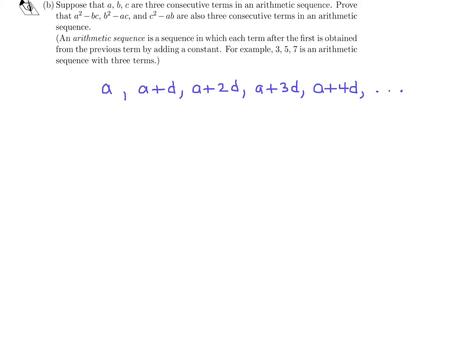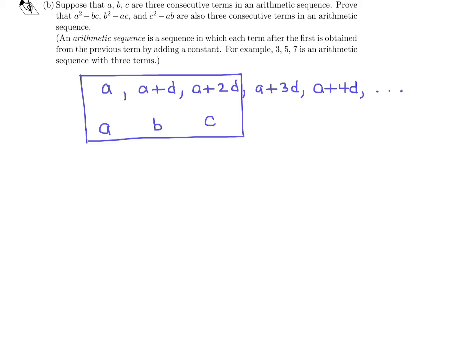So what I have noticed is that they've given me letters A, B, and C. They're telling me that A, B, and C are 3 consecutive terms. So without getting overly complicated, I'll just let those 3 terms be a, a plus d, and a plus 2d, right? Perfectly fine. And these are indeed consecutive terms of an arithmetic sequence.